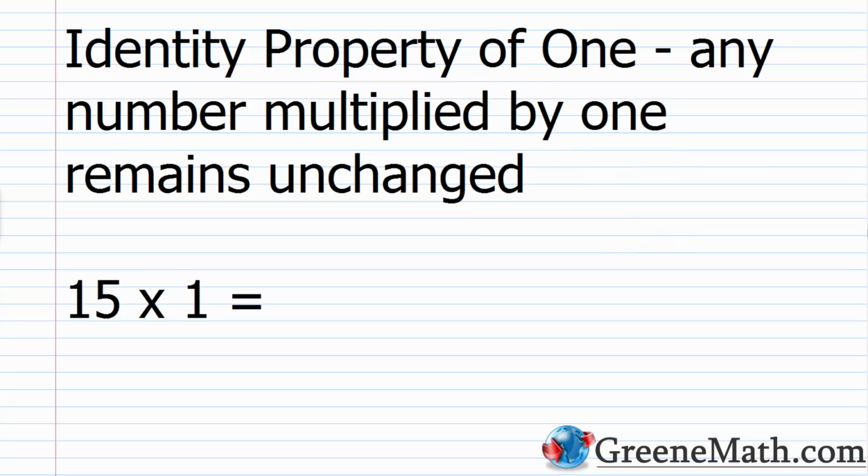Okay, now we're going to talk about two very simple properties. The first one is going to be called the identity property of 1, and then we're going to talk about the multiplication property of 0. So the identity property of 1 states that any number multiplied by 1 remains unchanged.